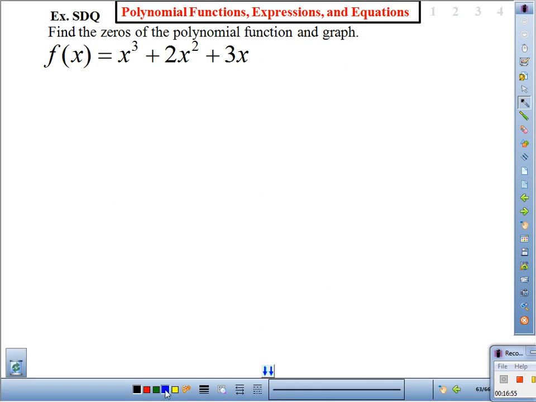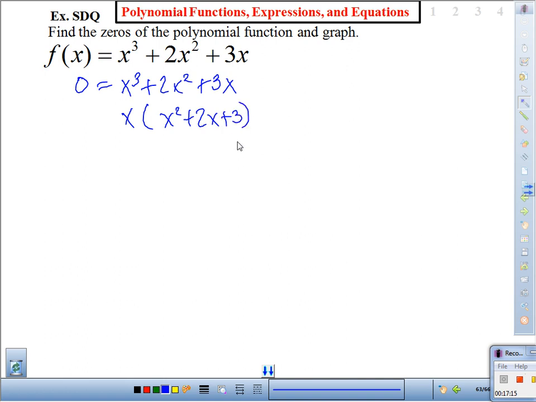All right? By now our noodle should be doing automatically the first step, which is equal to 0: x cubed plus 2x squared plus 3x. The second thing our noodle should be doing automatically is what? Greatest common factor, which is x, and we're left with x squared plus 2x plus 3. Automatically at that point, our noodle is going to do what? We've got 3 and 2. Factors of 3 that add up to 2. Tell your neighbor, please.